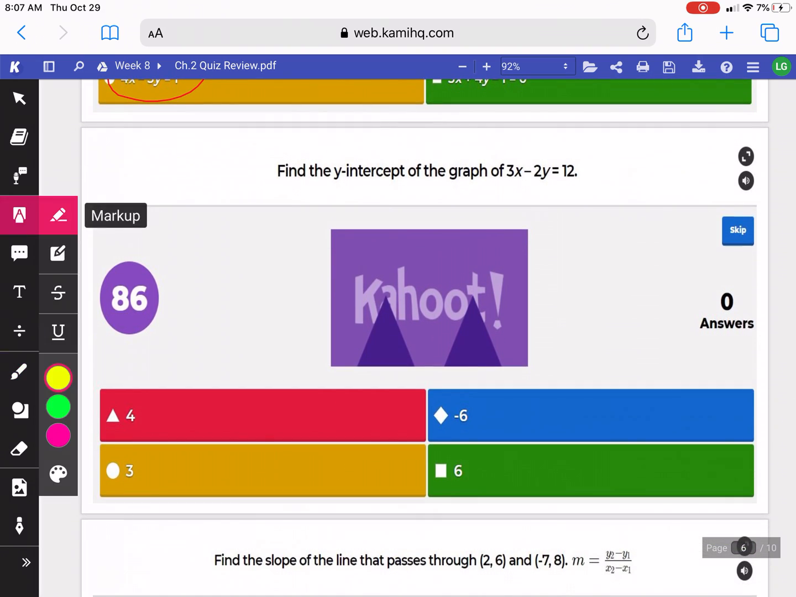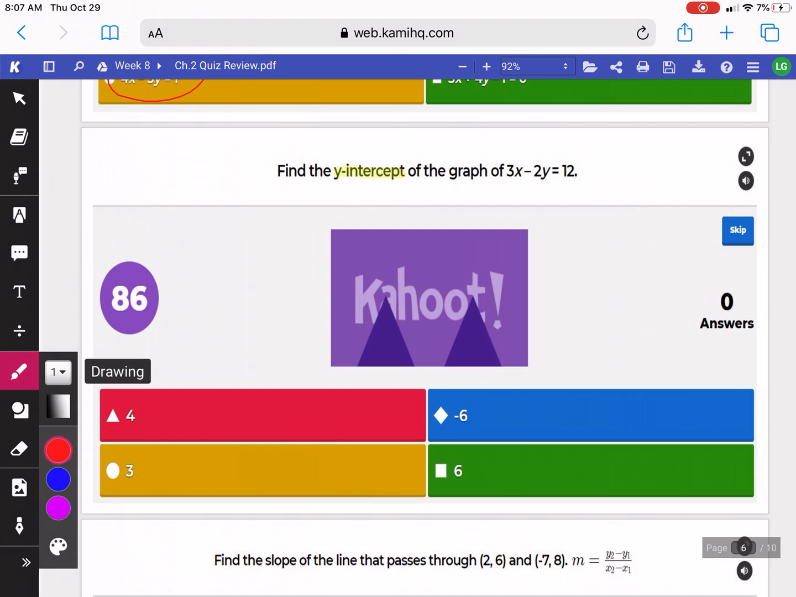This next question asks us to find the y-intercept of this equation. When you're finding your intercepts, the magic number is 0. When you're finding your y-intercept, x is equal to 0. So we're going to plug 0 in for x.